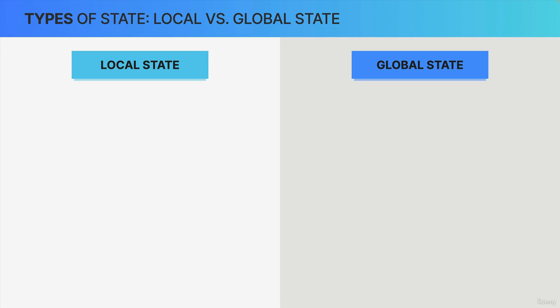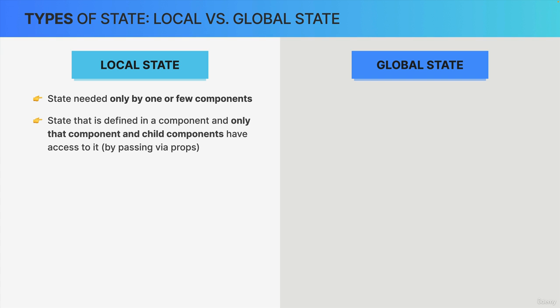So, local state is state that is only needed in one component or in a few different components, like child or sibling components. We simply create a piece of local state using the useState function inside a certain component, and that piece of state is then only accessible to that exact component and maybe to its child components if we pass the state using props.